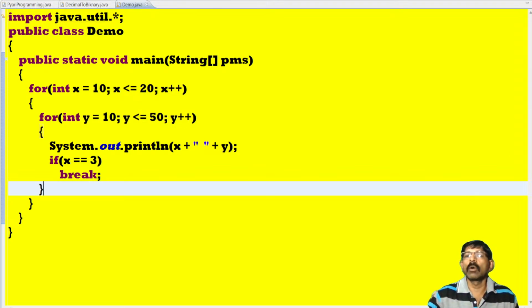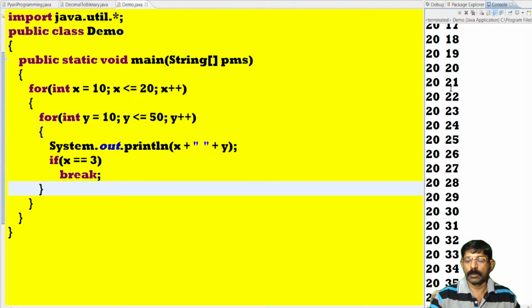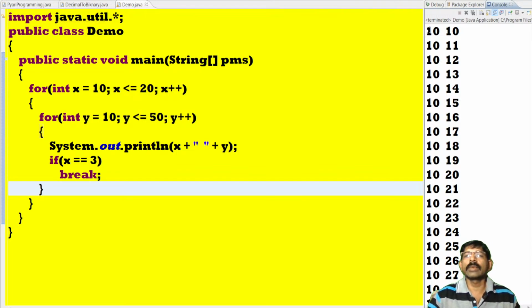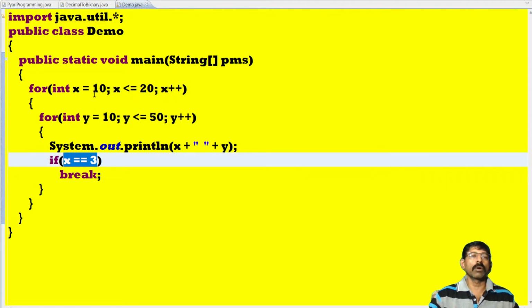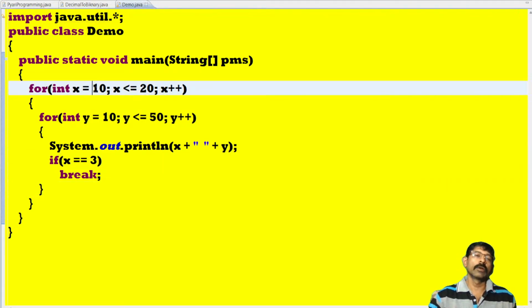I'm taking you to the output screen. X is 10, y is 10, x is 10, y is 11, like this. Look at this, x is 10, y is iterating up to 50. After that, x is 11. But I am saying x is equal to 3. There is no effect on this because x value can never be 3.